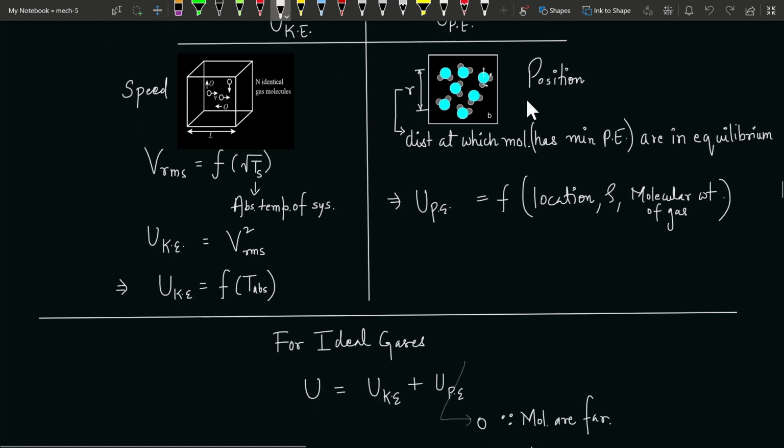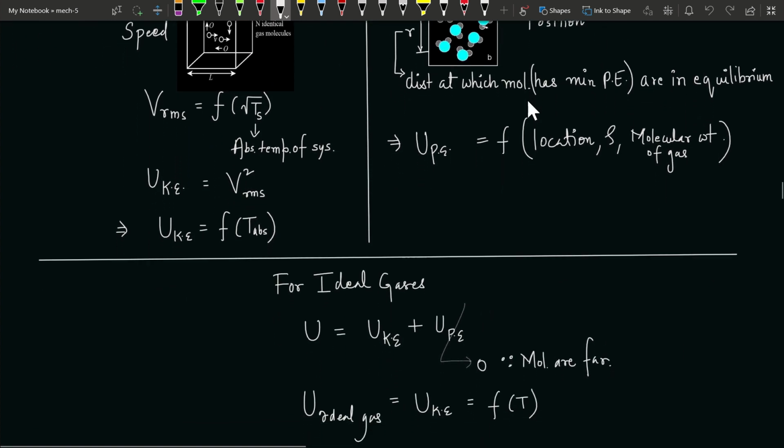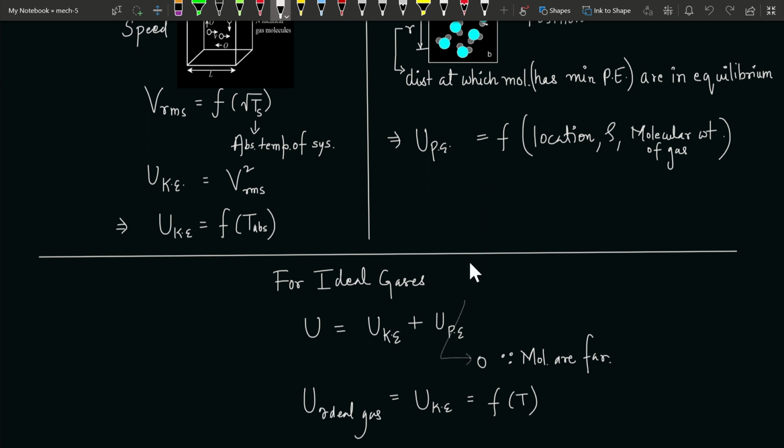Now if you try to find out this internal energy for an ideal gas, then for an ideal gas, as we study in the kinetic theory of gases, it is assumed that the ideal gas has no intermolecular force. Therefore it will have no potential energy of internal kind. Therefore it is zero, as the molecules are distant in an ideal gas. Therefore for an ideal gas, the internal energy is equal to kinetic internal energy, which is a function of temperature only.